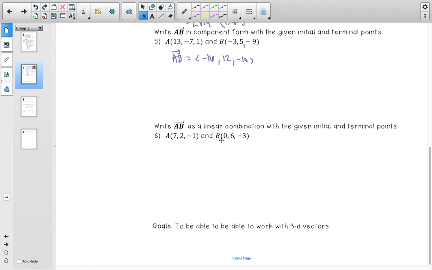Now it says write AB as a linear combination with the given initial and terminal points. So basically you're going to do this step, and then we're going to do the i, j, and k. If we have AB, the first thing we're going to do is 0 minus 7, so negative 7. We're going to do 6 minus 2, which is 4, and then negative 3 minus 1, which is negative 2. If you want to write it in that linear combination, that's where the letters are involved. So that would be negative 7i plus 4j minus 2k. And that's it.